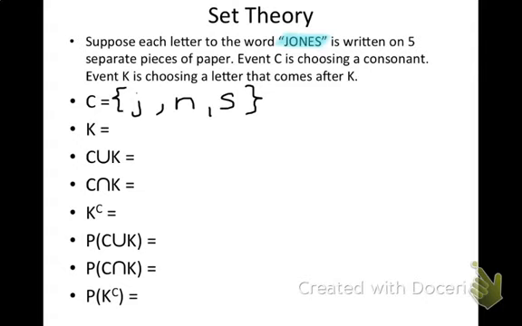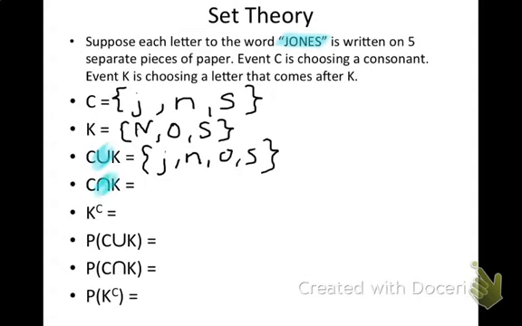For the second one, K is talking about all the letters that come after K. So that would be n, o, and s. And if you don't put it in order, that's okay. Now this symbol right here means union, which means I'm just putting the two together without repetition. So that would be j, n, o, and s.